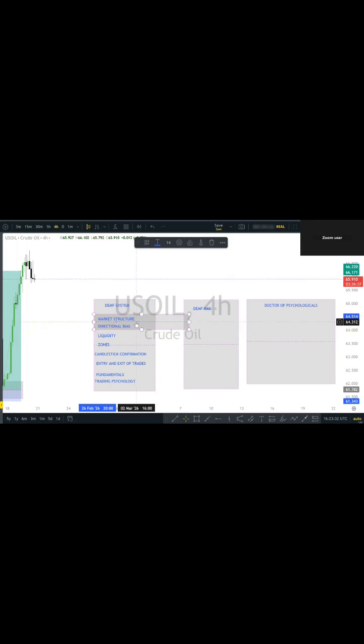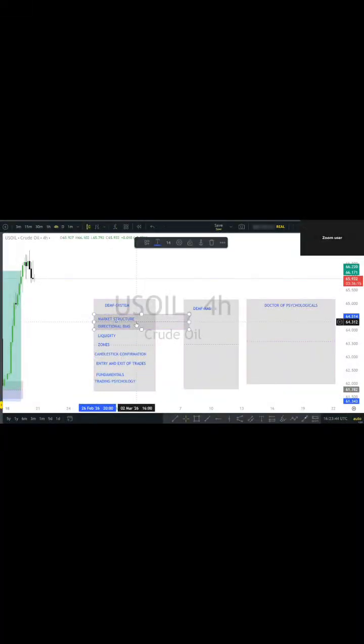Under market structure, we talk about break of structure, market structure shift, and many more: how to identify a valid break of structure, and how to identify a valid market structure shift. Directional bias is how to make use of a higher time frame in trading, how to position yourself in the right position. Coming to the second session, which will be next week, we talk about liquidity and zone.